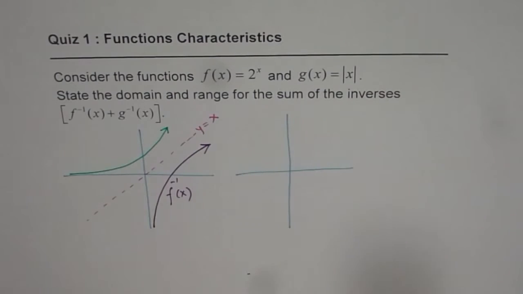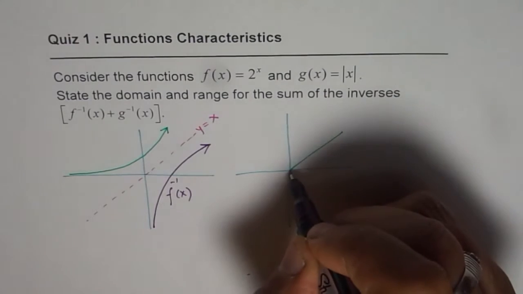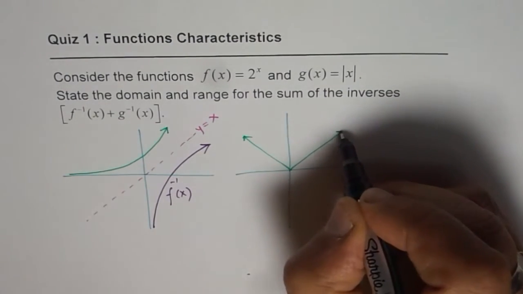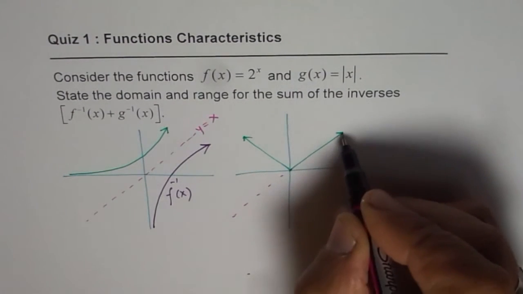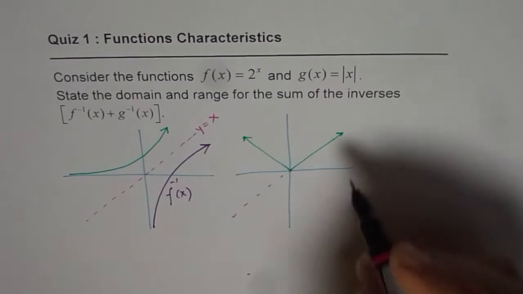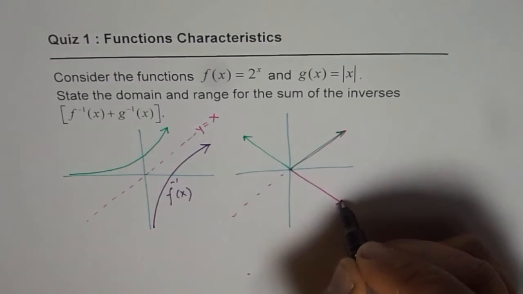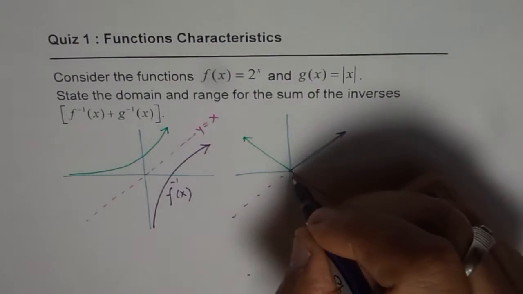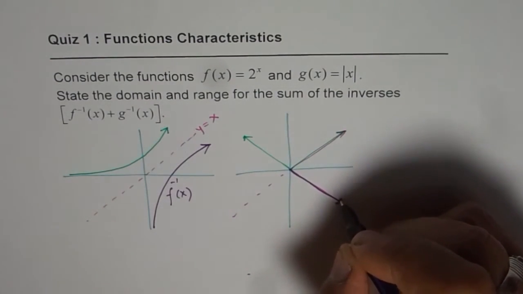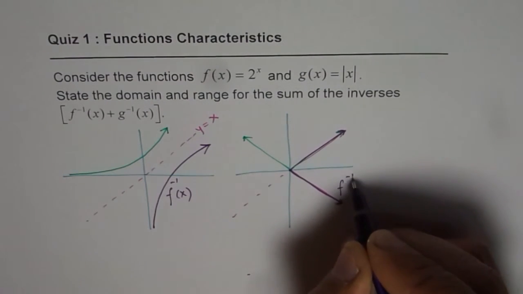Let us also sketch the inverse of absolute x. The absolute x function will be kind of like this, right? Now if you reflect it on y equals x, this part is common, invariant, so it will be all along the same line, and here this gets reflected like this. Let me use the ink which I used last time. So that becomes the inverse of my absolute x. So this is the inverse of g, right? So inverse of g of x.